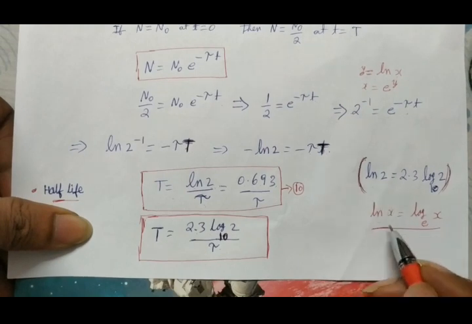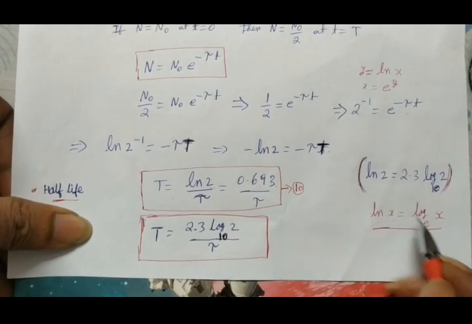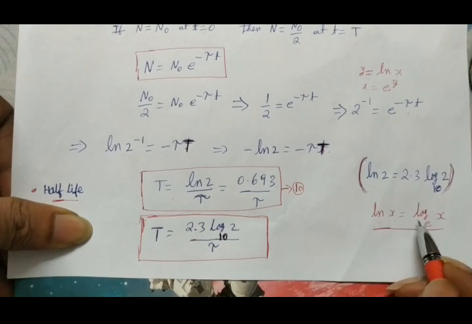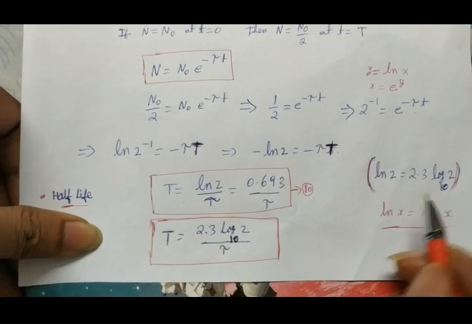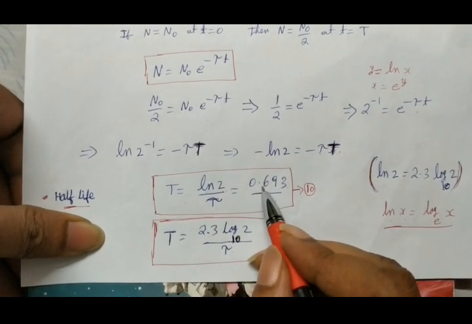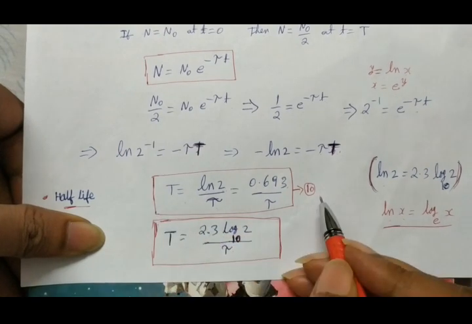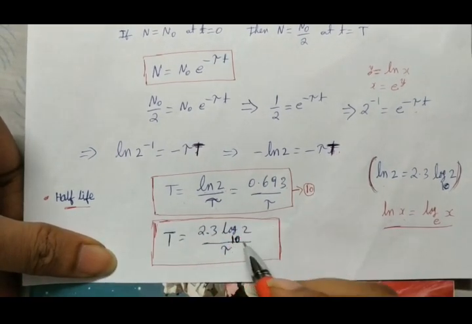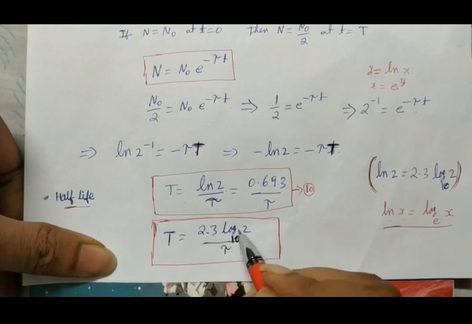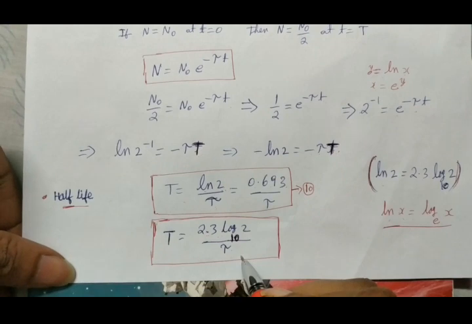Log 2 value is 2.3 into log 2 base 10. This is base e. Ln x is nothing but log base e; both are the same. You can convert into log base 10 also, so that value you can write as 0.693 by lambda. This is the half-life formula. Or, if you want to write this log 2 in log base 10, it is 2.3 log 2 base 10 by lambda, the disintegration constant.